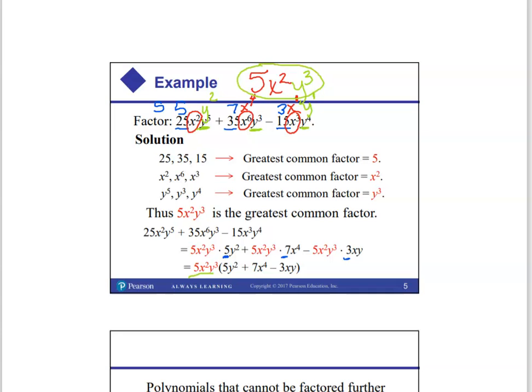Okay? And then they've got what's left, the 5y squared plus 7x to the fourth. So the 5y squared at the top, 5y squared, 7x to the fourth, and then 3x to the first y to the first. And they pulled down their minus sign. So that's how they're coming up with the stuff that's left there.